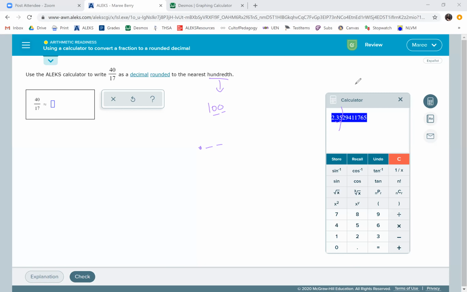So the 2 is going to keep that 5 the same because 2 is below 5. If that 2 were 5 or above, we would make that number 6. So it's going to be 2.35 or 2 and 35 hundredths.